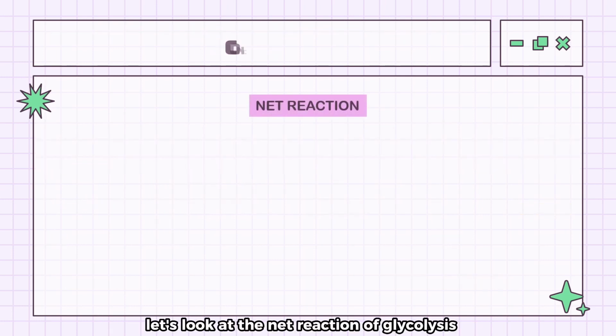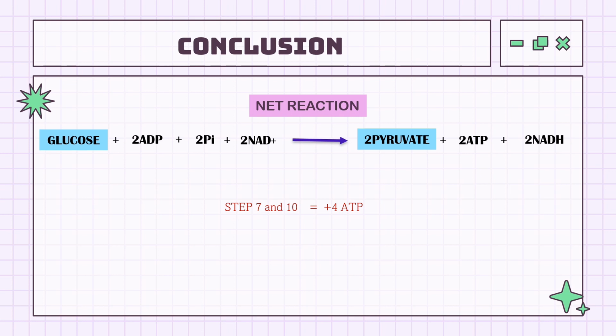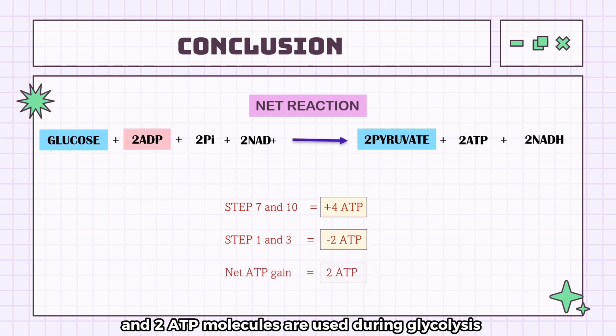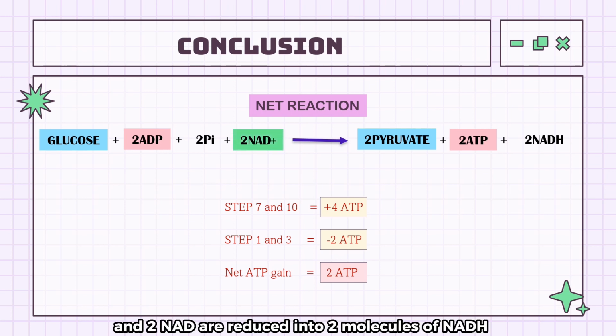Let's look at the net reaction of glycolysis. We have one molecule of glucose that's split into 2 molecules of pyruvate. During the latter stage of glycolysis, 4 ATP molecules are synthesized using the energy given off during the reaction. Thus, 4 molecules of ATP are synthesized and 2 ATP molecules are used during glycolysis for the net gain of 2 ATP molecules. 2 molecules of inorganic phosphate are utilized in step 6, and 2 NAD are reduced into 2 molecules of NADH.